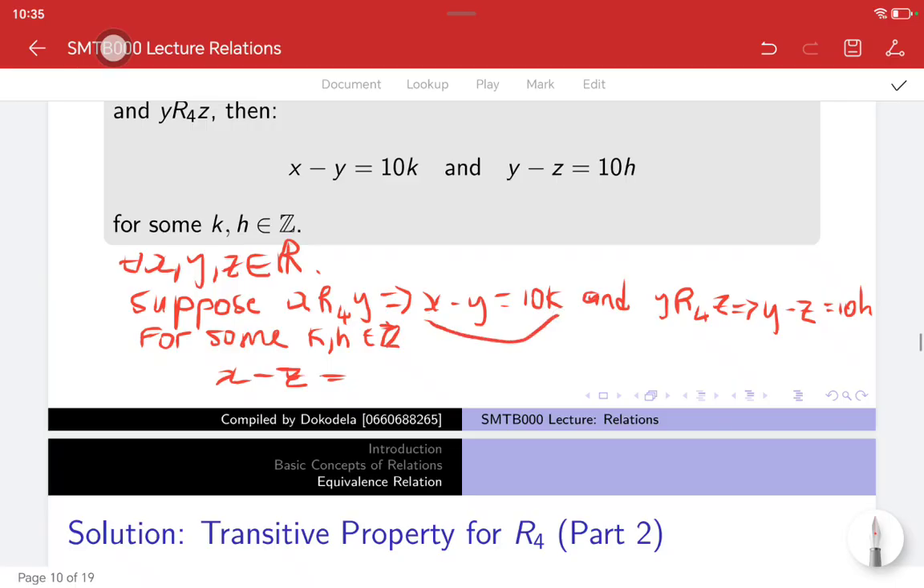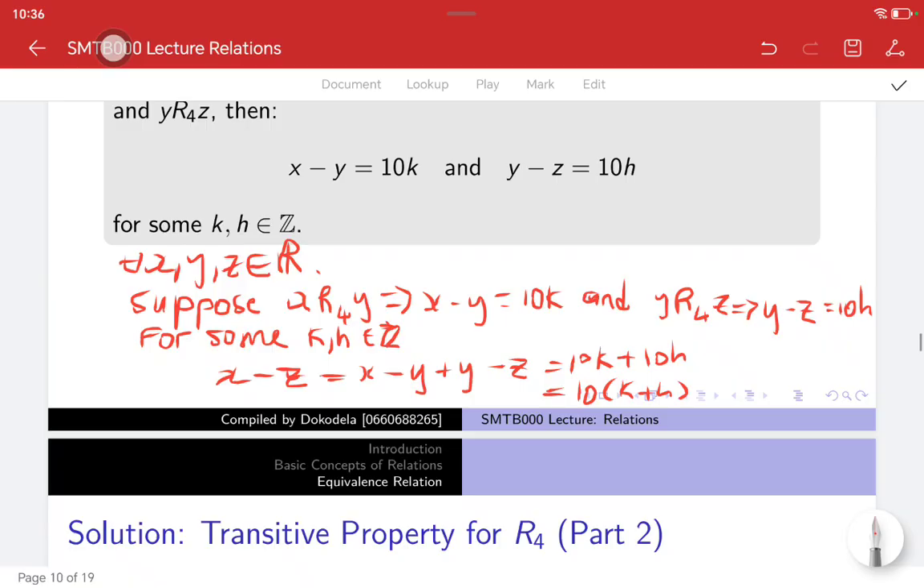What I can do is add these two to find that. I can add them because this is negative, this is positive, they are going to cancel. So I start here by saying x minus z is equal to x minus, and I add y in between. You can add y in that format. Then we know x minus y is 10k plus y minus z is 10h. Then here we are going to have 10 times k plus h. So we are able to put it in this format.